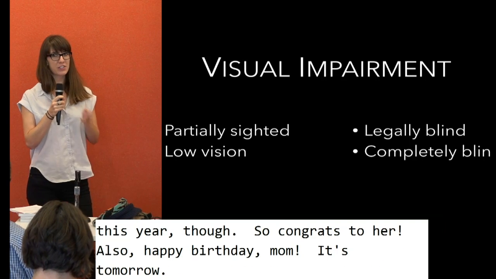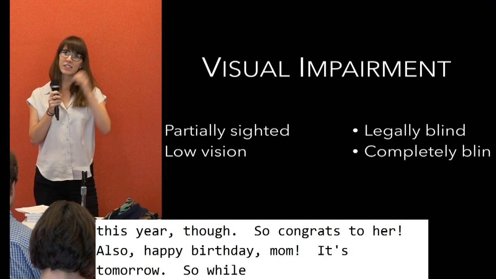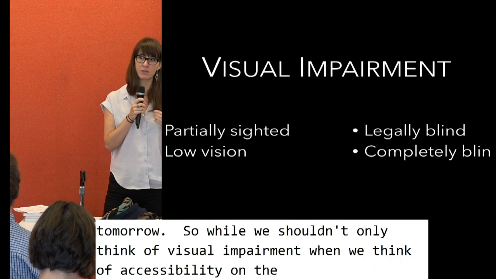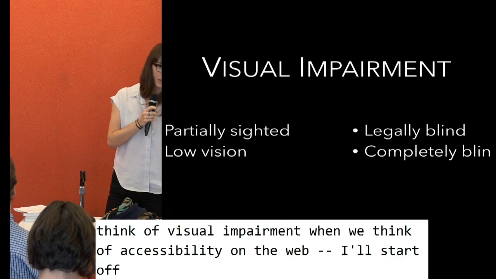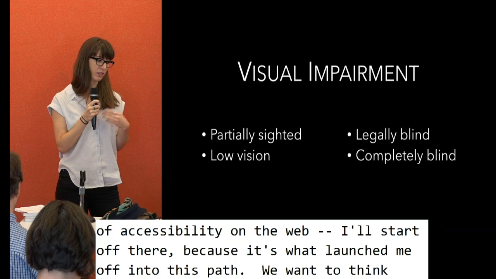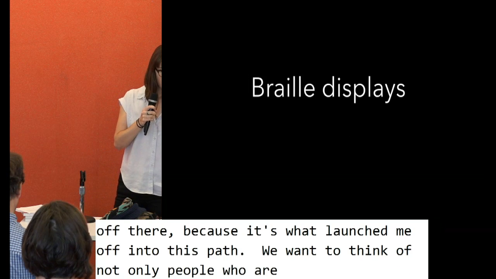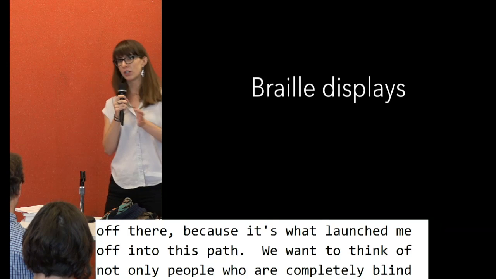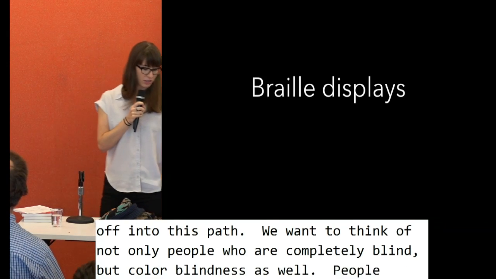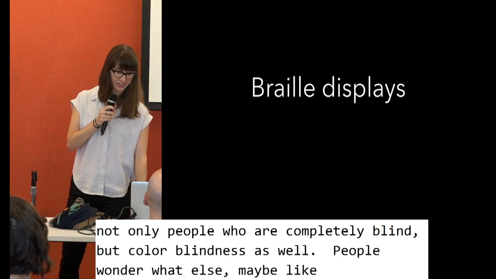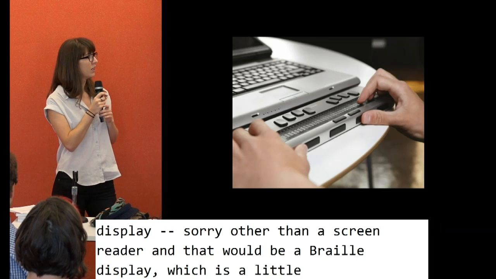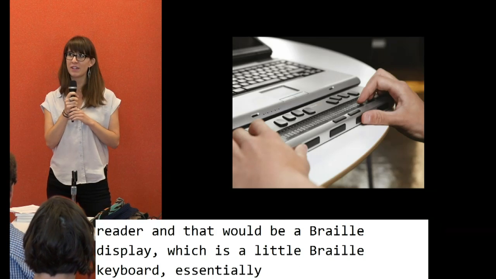While we shouldn't only think of visual impairment when we think of accessibility on the web, I'll start there because it's what launched me onto this path. We want to think of people who are not only completely blind, but also partially sighted, who have low vision, or who are colorblind. A lot of people wonder what else you use other than a screen reader, and that would be a braille display, which is a little braille keyboard essentially. Actually, that's maybe not a good description of it.